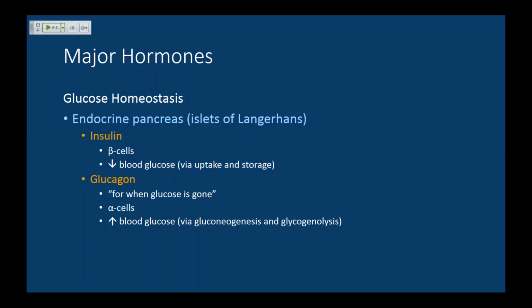Okay, and we'll end with one that's a little easier that you're probably familiar with. This is glucose homeostasis. Okay, so the control of blood glucose mainly comes from the endocrine pancreas. So the pancreas is both an exocrine and an endocrine organ. So right now we're talking about endocrine, which is hormone production. And the endocrine cells of the pancreas are known as the islets of Langerhans. They're composed of alpha cells, beta cells, and delta cells, which we won't talk much about today.